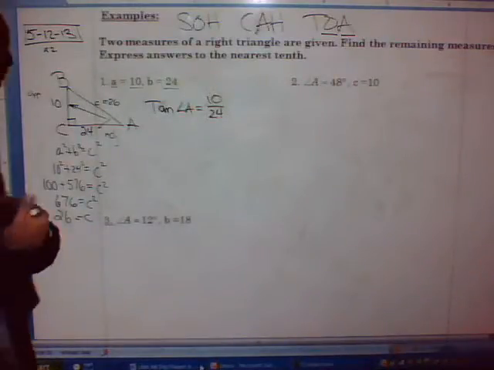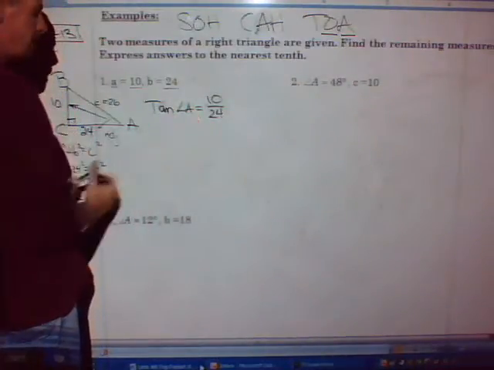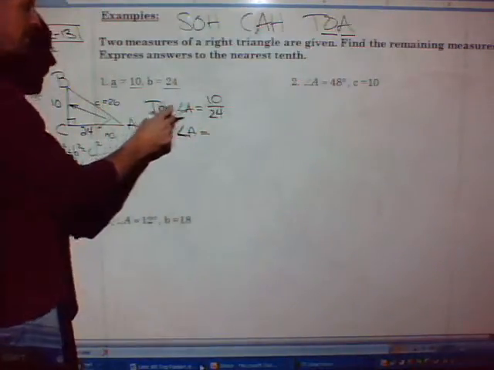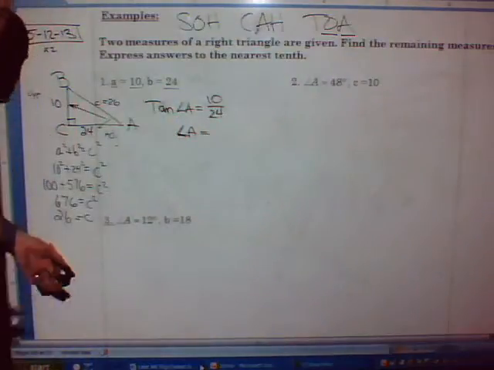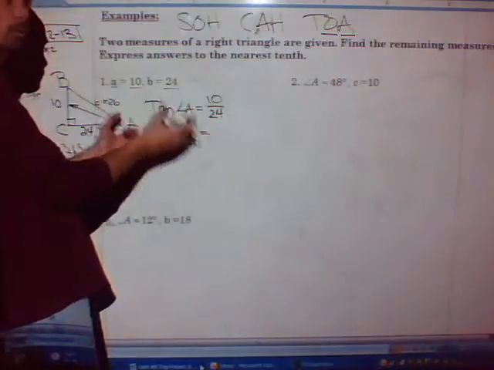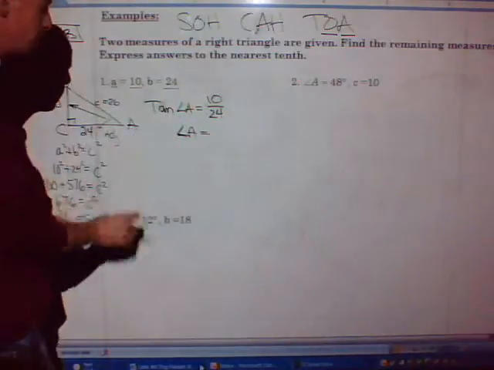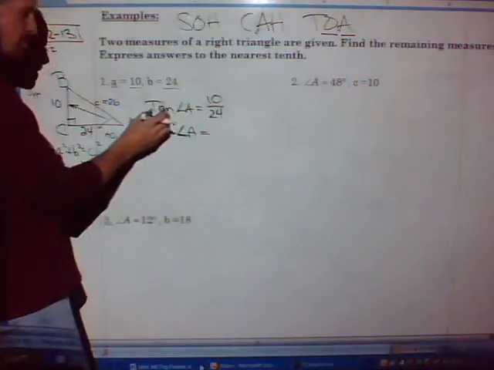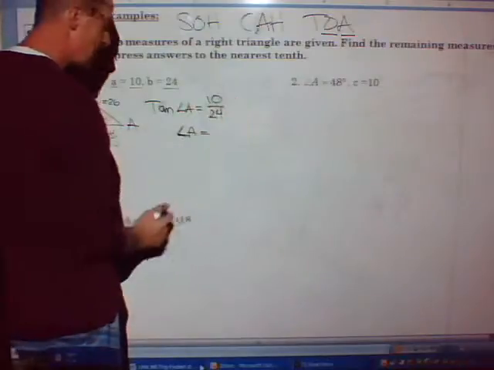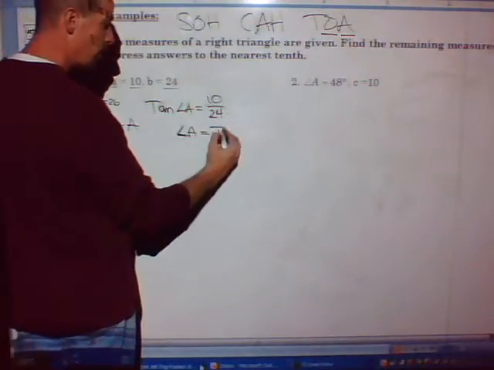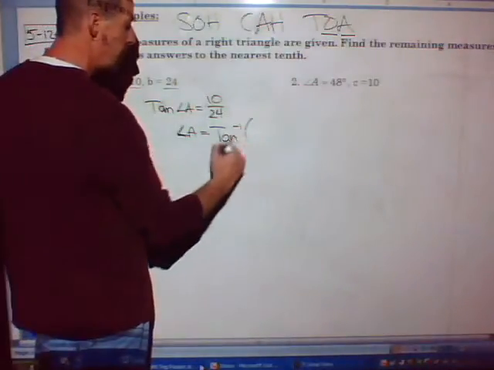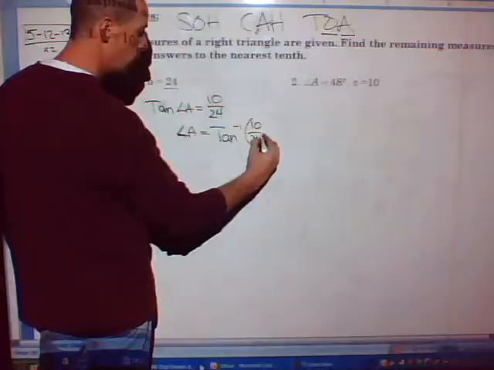Now, we need to get angle A by itself. We want to know what angle A is. Well, we need to bring the tangent function to the other side. Tangent is an operation. Just like when we did log, log was an operation. It was a word that represented the inverse of an exponential. So we need to bring the operation to the other side. How do we bring this to the other side? You need to do the inverse. In this case, the inverse of tangent is tan to the negative 1. You're going to do tan to the negative 1 of 10 over 24.